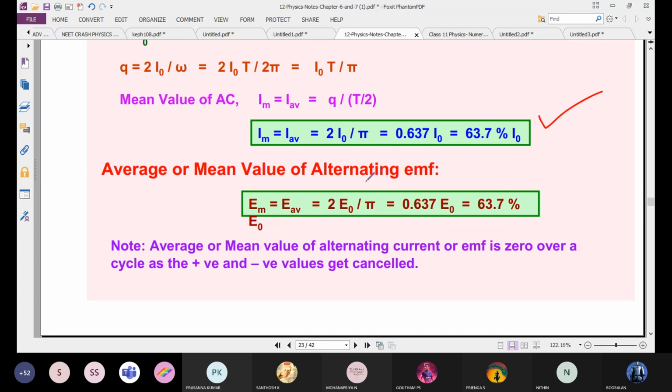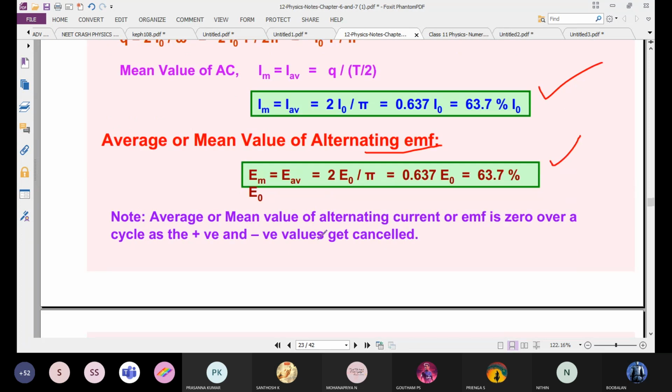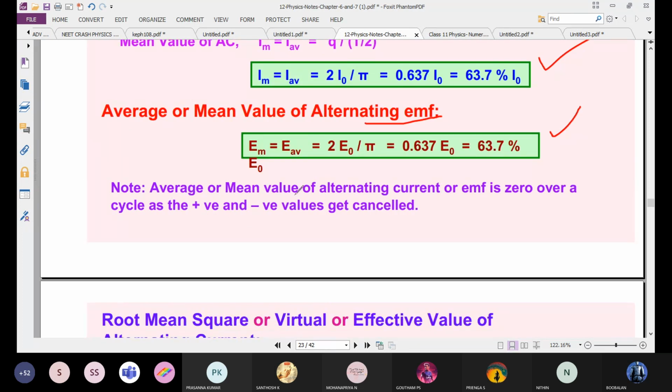So like that EMF also. See here. Average and mean value of alternating current and EMF is 0 over one cycle. That is the one complete cycle, the value is 0, because positive and negative both are there. The average value and mean value of alternating current and EMF over one complete cycle is 0. Otherwise it cancelled. Both are similar.